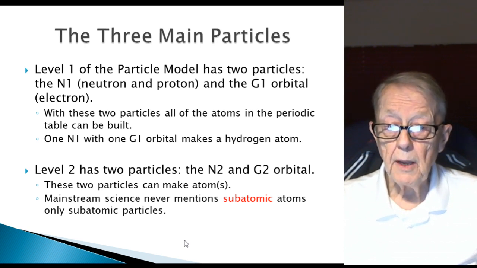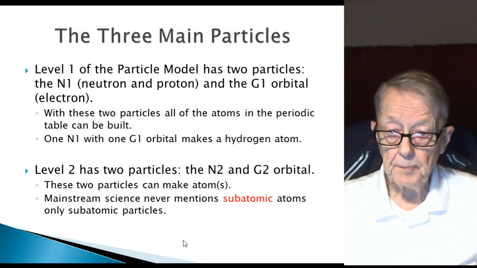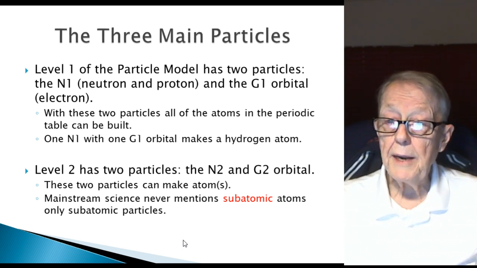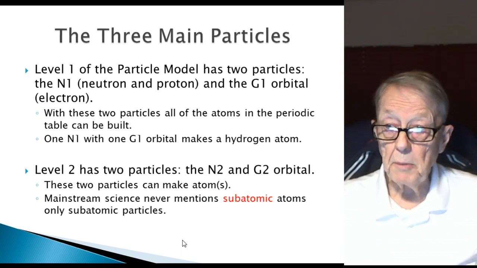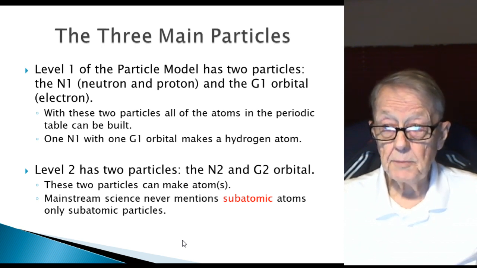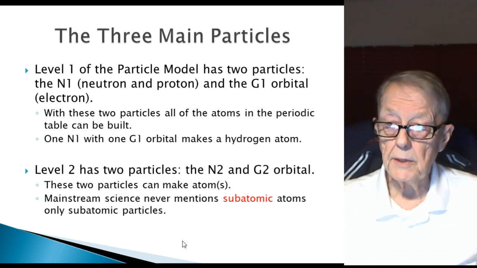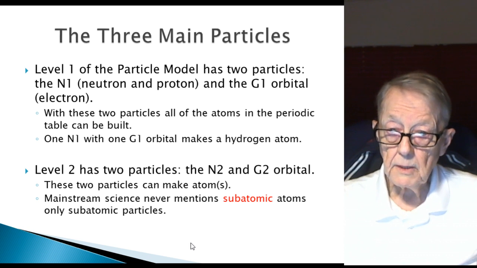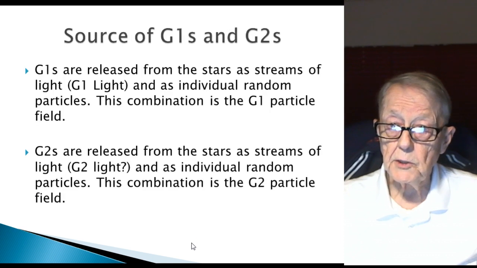Level 2 also has two particles. They are called the N2 and the G2 orbital. And these two particles can make atoms, specifically subatomic atoms. Now, I don't know how many there are, but I'm suggesting there's at least one. But it's more likely that if there's one, there's more. But mainstream science never mentions subatomic atoms, only subatomic particles. And I'll go into the reason why the particle model says it this way.